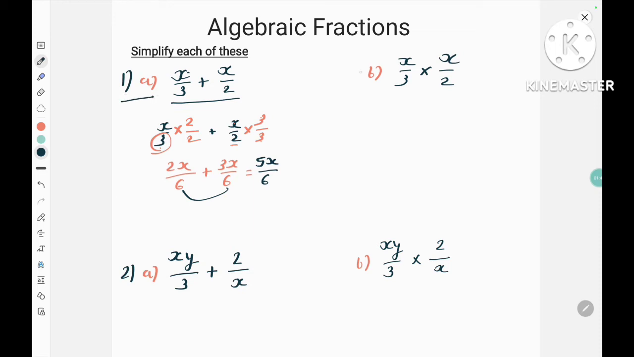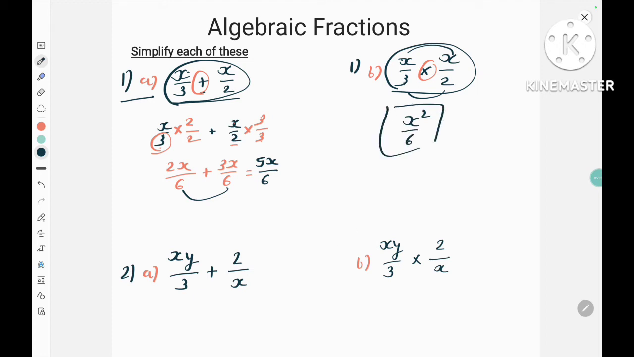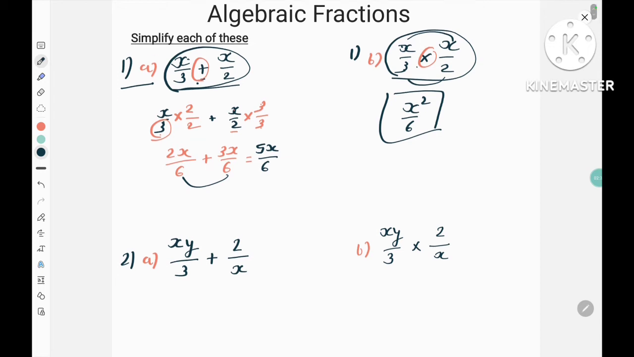Here this is 1a, and this is 1b. You can see the fractions are the same, but between the fractions I just changed the sign. Here it was a plus sign and here it is multiplication. So what is the rule for multiplying fractions? Just multiply top number by top and bottom by bottom, right? So x times x is x squared, and 3 times 2 is 6. This is the answer. See, same fractions, only the sign between them is different. So we apply the same rules about fractions, addition and multiplication rules.